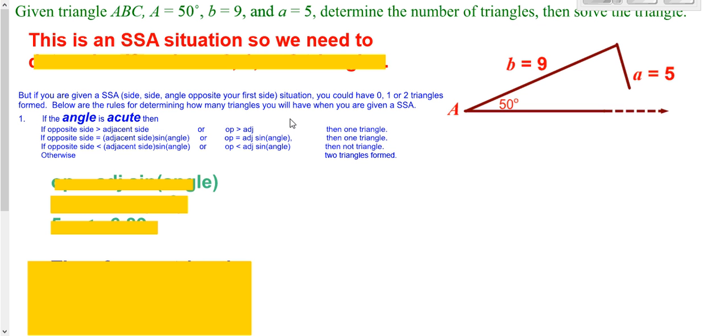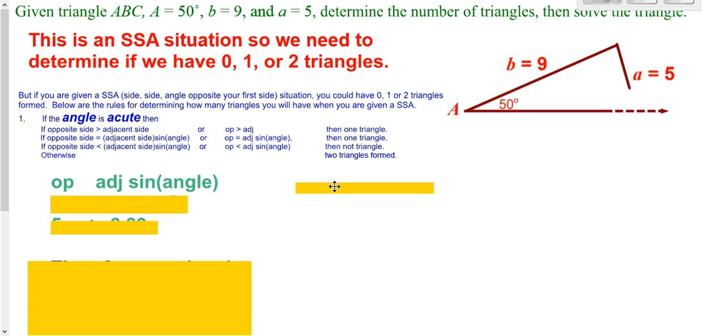Same idea here. We have an angle, an opposite side, and an adjacent side. I need to figure out how many triangles it might be, because it could be 0, could be 1, could be 2. So my opposite side is 5, my adjacent is 9. So it's obviously not the top one.